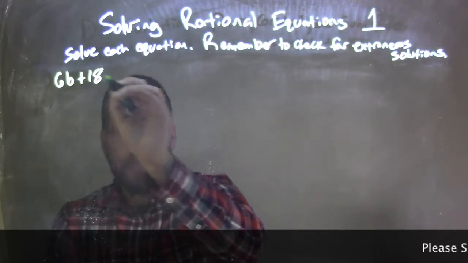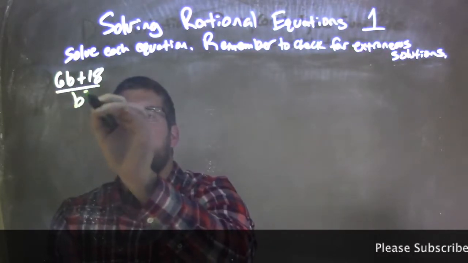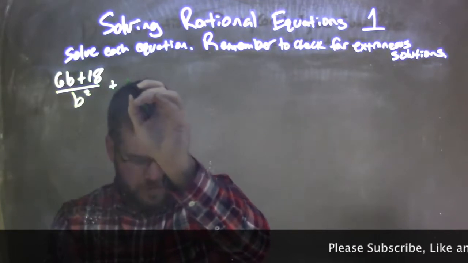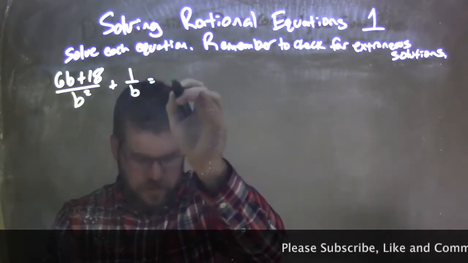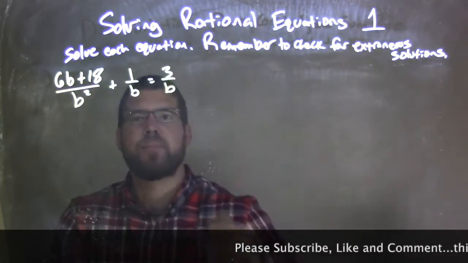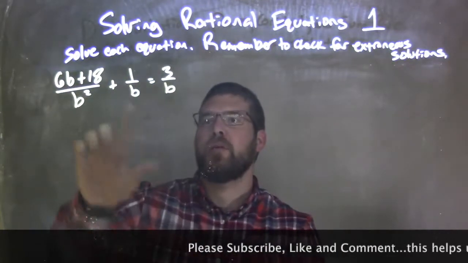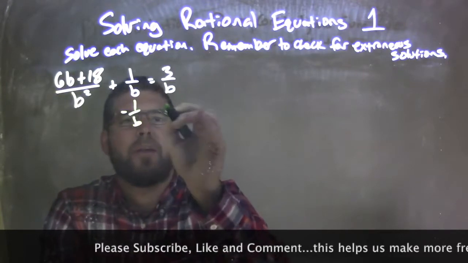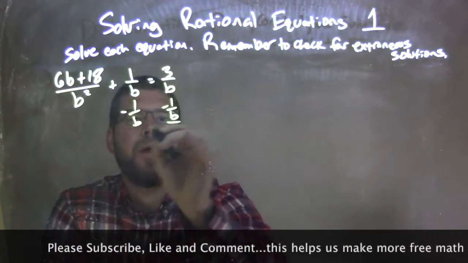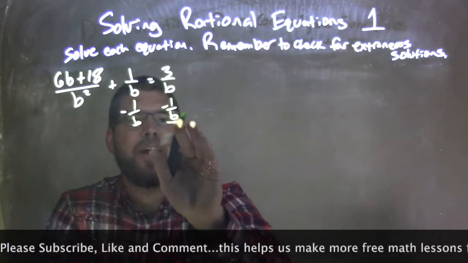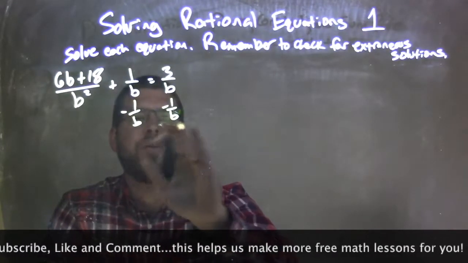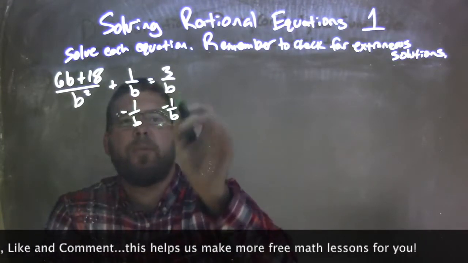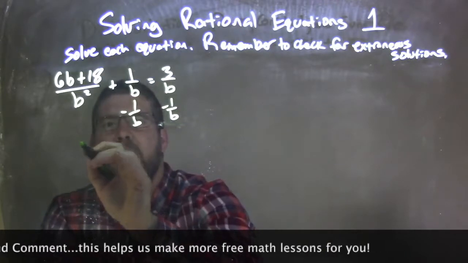6b plus 18 over b squared plus 1 over b is equal to 3b. Okay? Well, first thing I'm going to do, I'm actually going to bring this 1 over b to the right. So I'm going to subtract a 1 over b there. And in doing so, I guess I'm not going to write it like that. I don't want the fraction right there. It's a little confusing there. What that does, we have the same base over there. So we can combine those two.